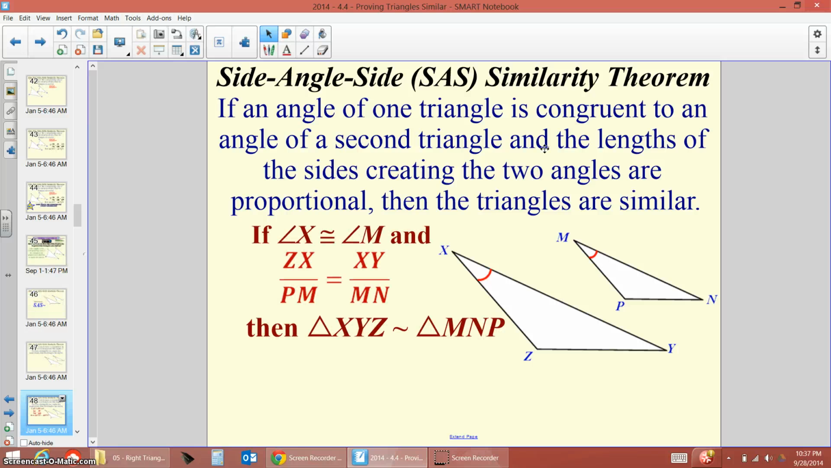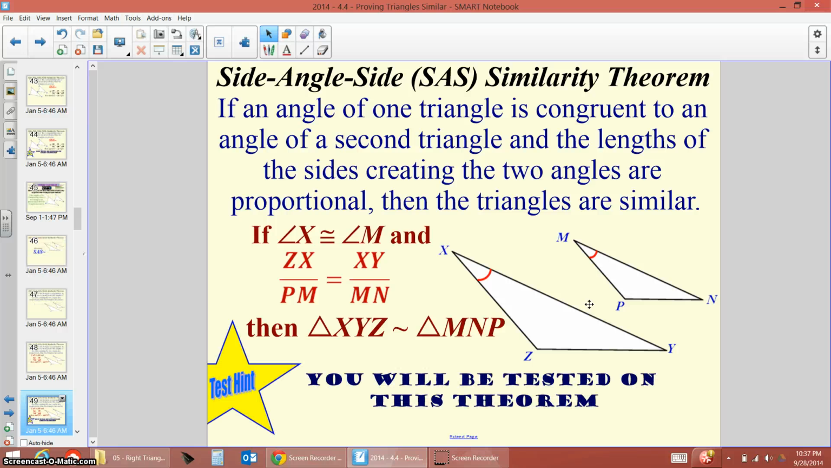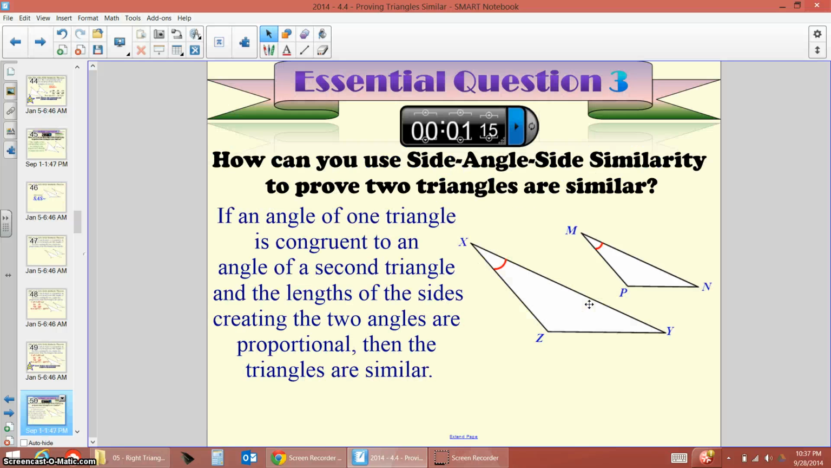So you're going to see here we have angle X and angle M are congruent, and XZ over PM equals XY over MN. Then the two triangles are similar. Okay. This one's our third and final one that we'll be tested on. Now we can look at the last essential question. How can you use that to prove it? There's your answer. But again, use your own words, use your own thoughts, so I know that you're understanding.